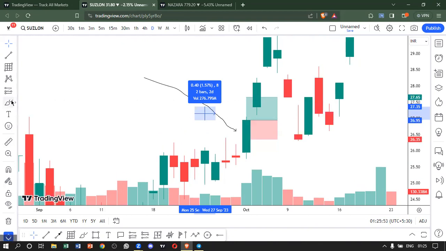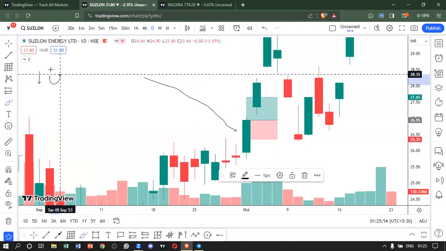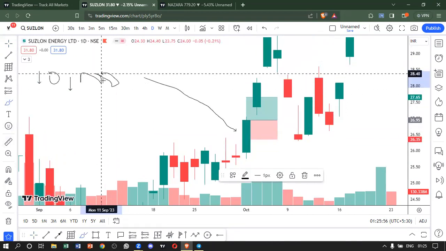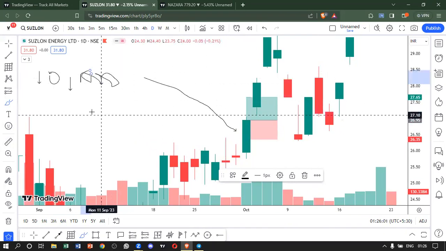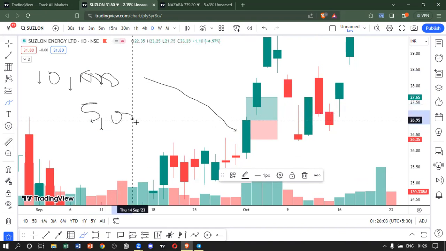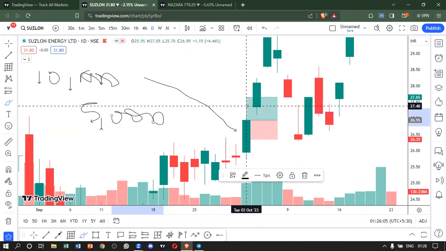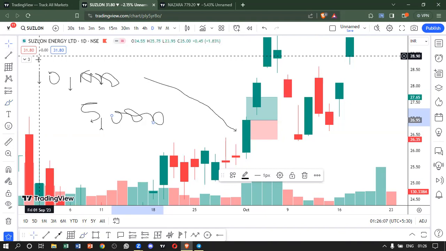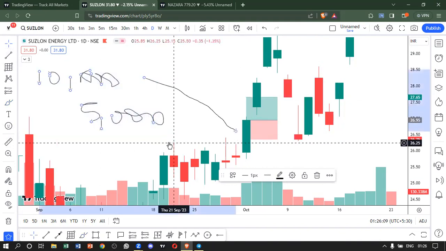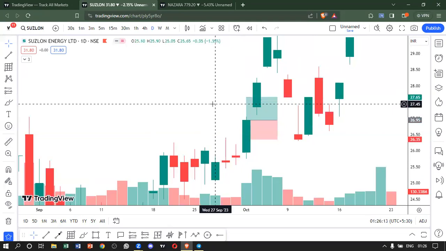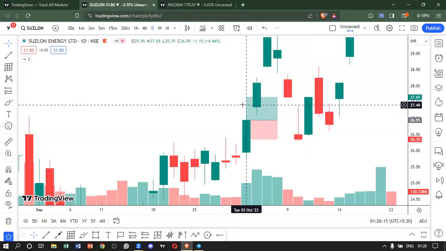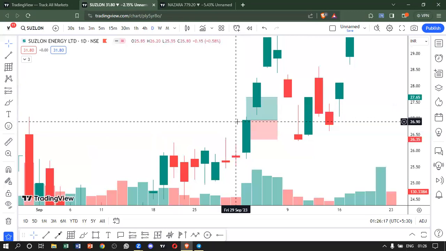Say, for example, if you have purchased 10,000 shares of this particular company for BTST, you will book at least 5,000 shares at the open. As soon as you do that, you ensure that you're booking profits, you're taking some money home, and then you can simply trail as per your risk appetite.